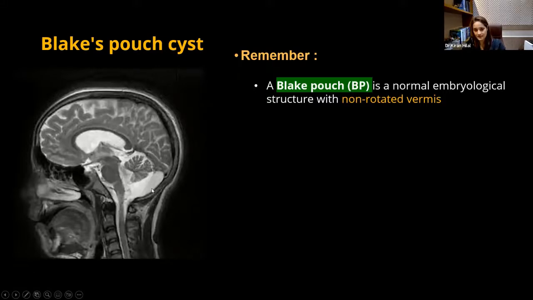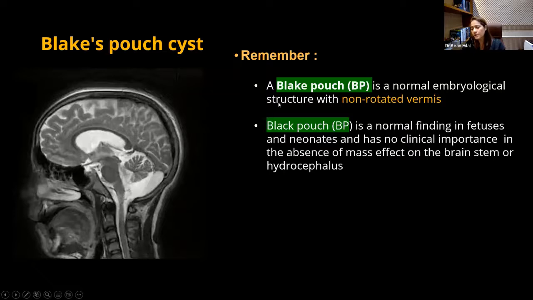But if you see a cystic area, and remember about the Blake's pouch, pediatric radiologists and especially pediatric neurosurgeons are familiar with this, it's a normal finding, especially when we are evaluating the prenatal fetal MRI, or in the neonate till the age of 3 or 4 months. So an inferior Blake's pouch cyst may persist in normal individuals, and it has no clinical significance if it is not causing any mass effect or hydrocephalus.